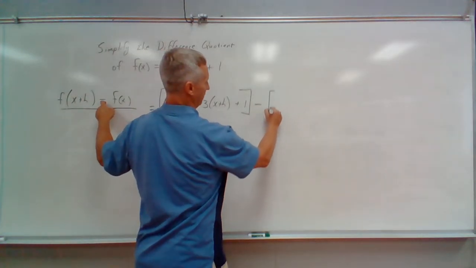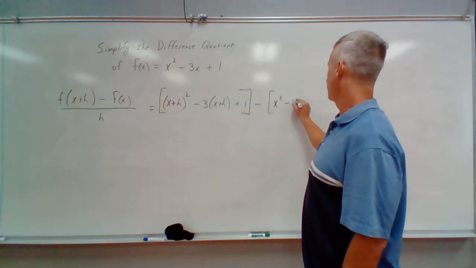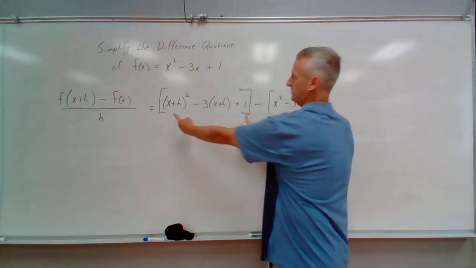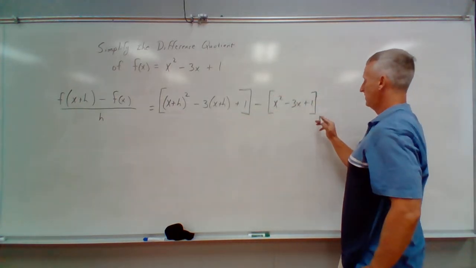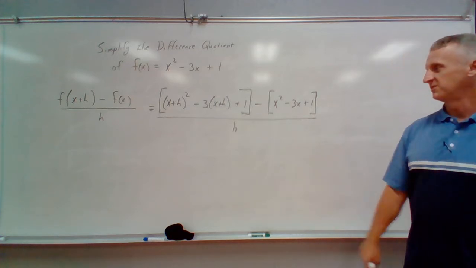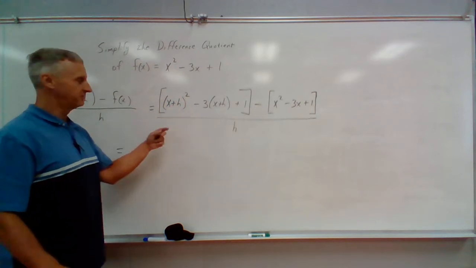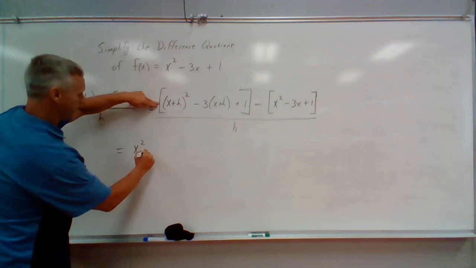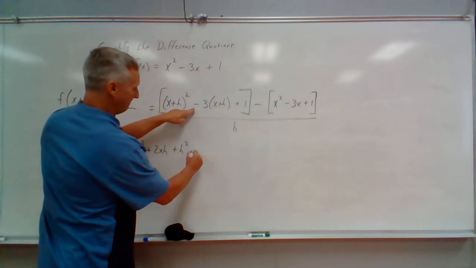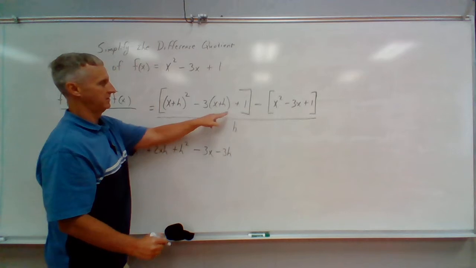minus f of x. F of x is this whole expression. So x squared minus 3x plus 1. So this is f of x plus h minus f of x, and it's all over h. That's a mess, but it's not too difficult to simplify. Okay. X plus h squared, we did that just a few minutes ago, so let's take care of it really quickly. That's x squared plus 2xh plus h squared minus, distribute my negative 3, so minus 3x minus 3h plus 1.